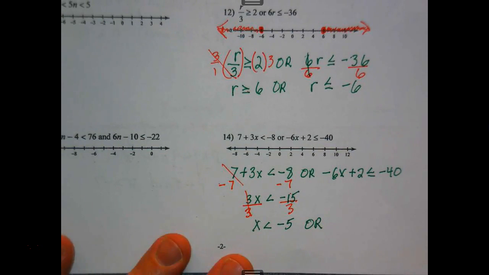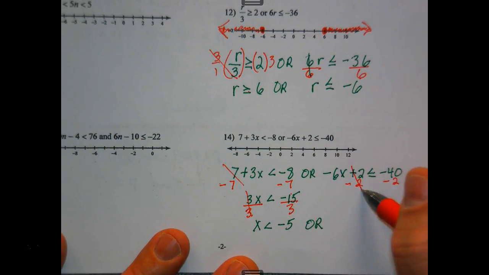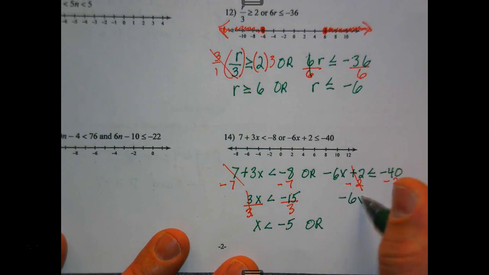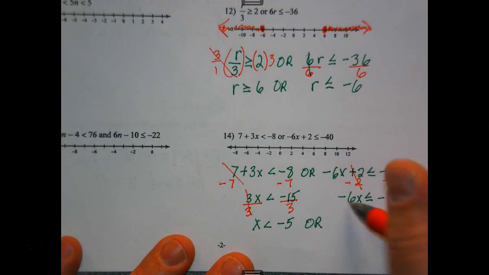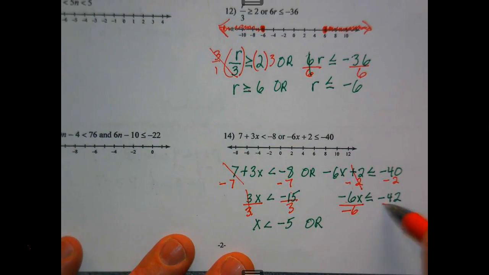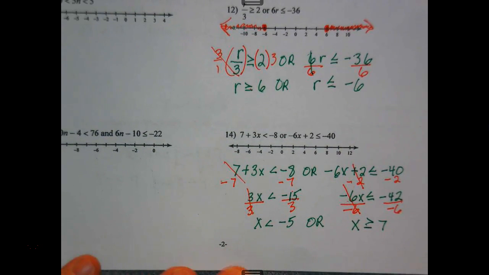Then solve the other inequality. Subtract 2, subtract 2. I get negative 6x less than or equal to negative 42. Oh, this time I am dividing by a negative number, so what do I have to do to the sign? I have to flip it. Okay, be careful. Dividing by a negative number.